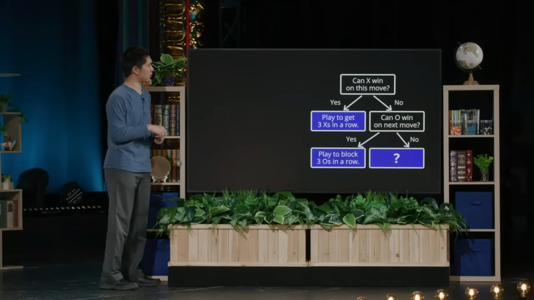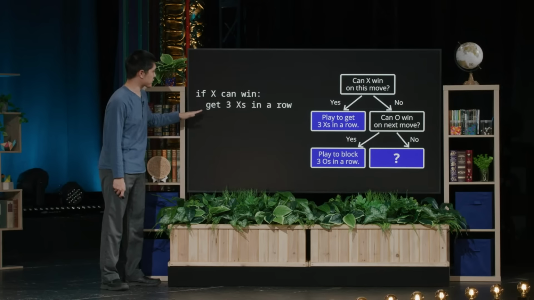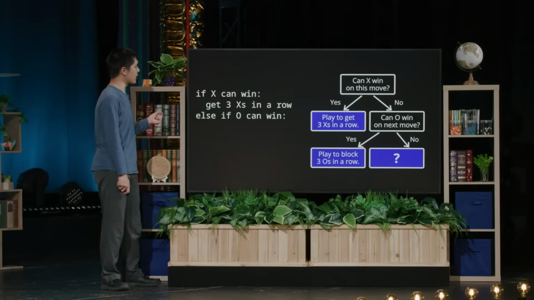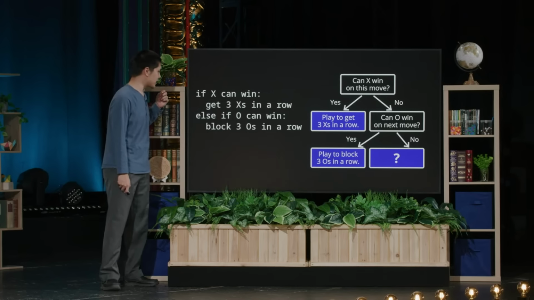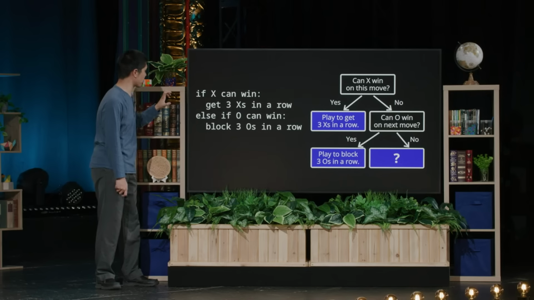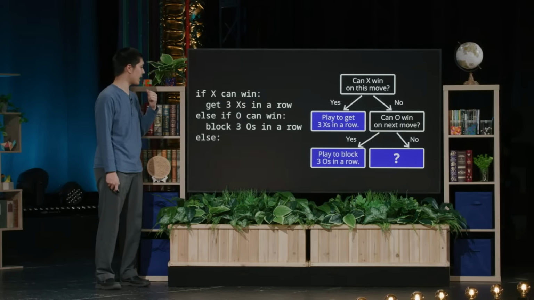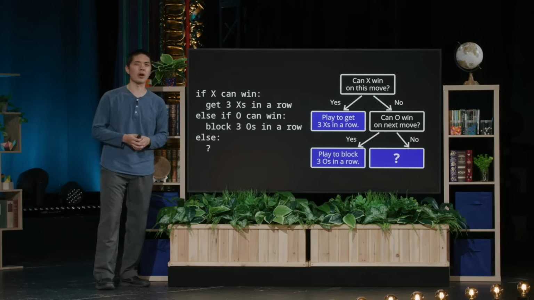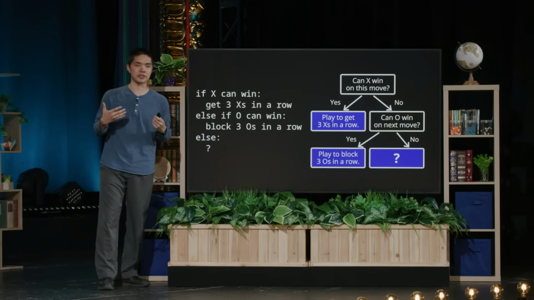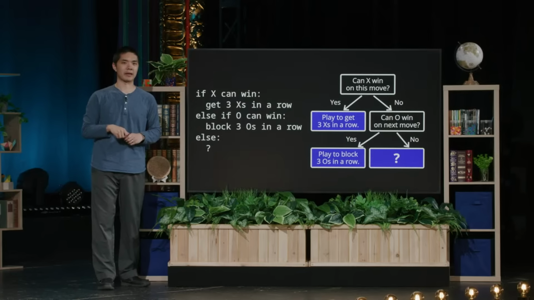So if we were to turn this into pseudocode, we might say something like, if X can win, well, then the action we should take is play the move that gets 3 X's in a row. And otherwise, if O can win, then we should block 3 O's in a row. But again, as we translate this into code, we're running into a problem, which is that if neither of these is true, otherwise, else, we're not entirely sure what to do. It's not immediately obvious, at least based on this diagram, what action we should take if we can't get 3 in a row and we can't block our opponent from getting 3 in a row.